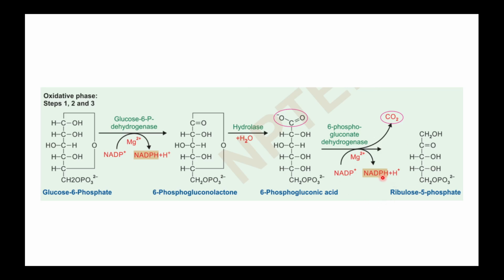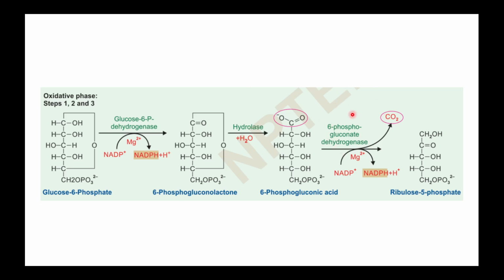So this is called the oxidative phase because two oxidation steps are occurring. First is here where glucose 6-phosphate is getting converted into 6-phosphogluconolactone, and then 6-phosphogluconic acid is getting converted into ribulose 5-phosphate by enzyme 6-phosphogluconate dehydrogenase. So in both the steps, reduction of NADP plus is occurring and NADPH is forming. So NADPH formation, this reduction is in turn oxidizing the substrate glucose 6-phosphate and 6-phosphogluconic acid.